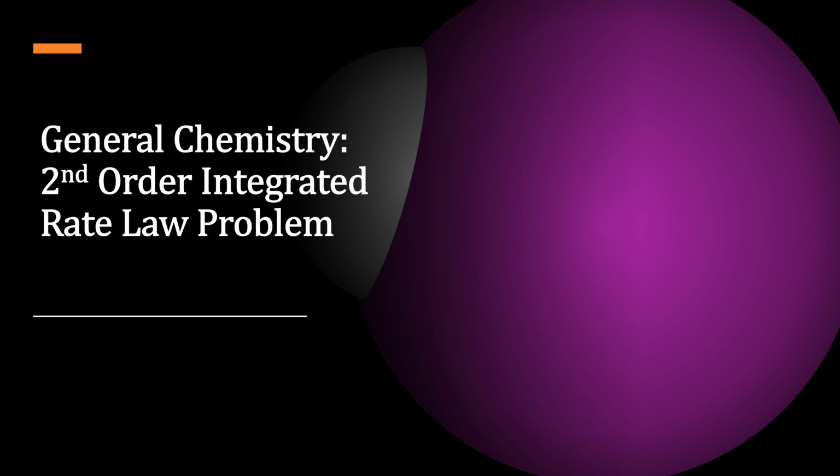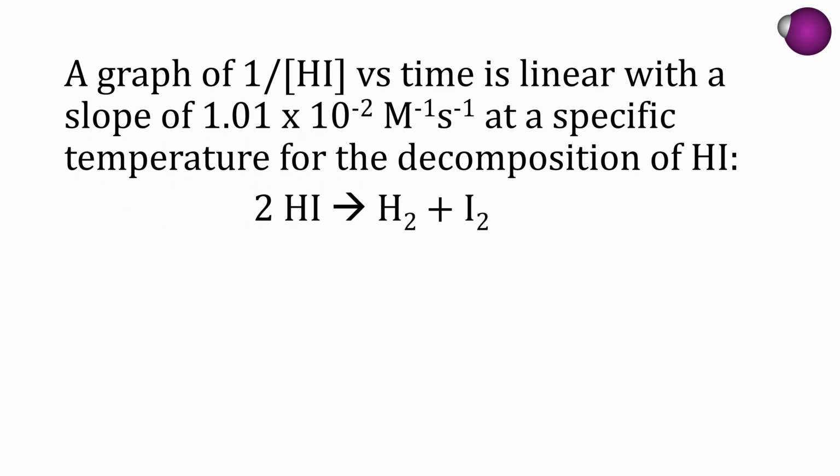In this video, we are solving a general chemistry second-order integrated rate law problem. The problem states that a graph of 1 over HI concentration versus time is linear with a slope of 1.01 times 10 to the negative 2 inverse molarity inverse seconds at a specific temperature for the decomposition of HI, where 2HI yields H2 plus I2.